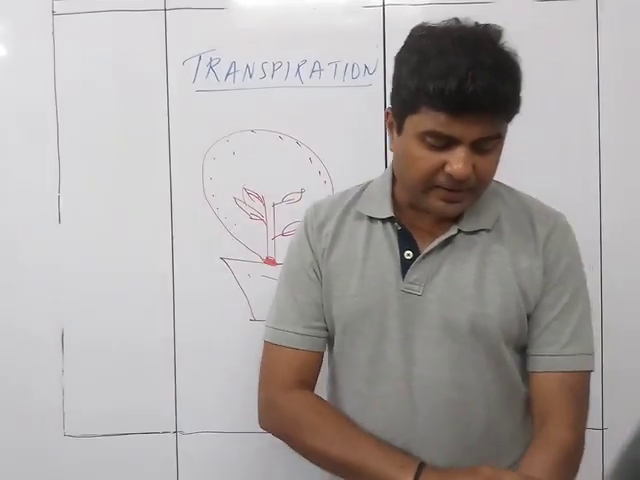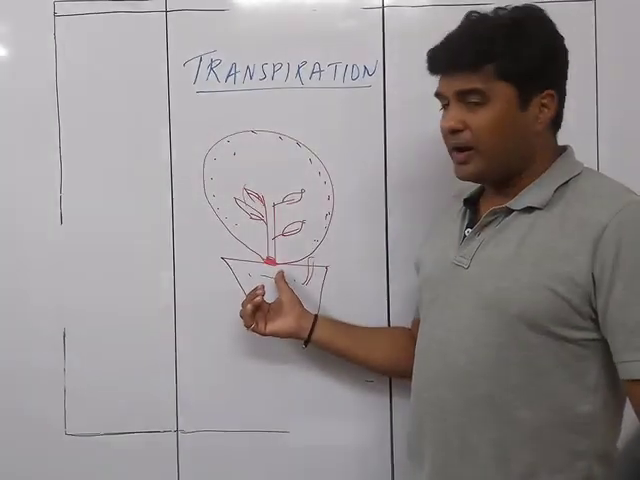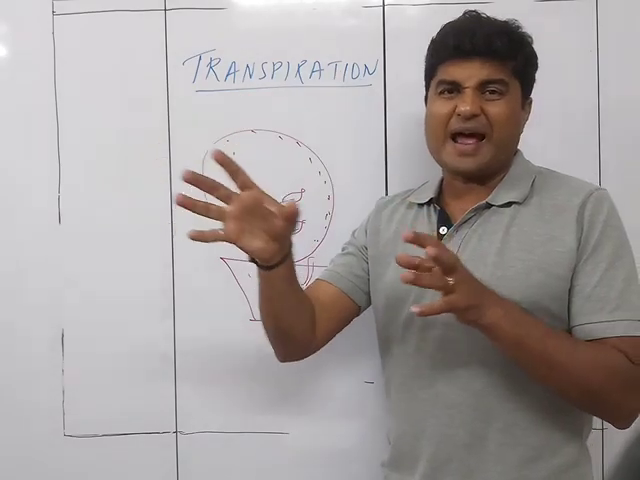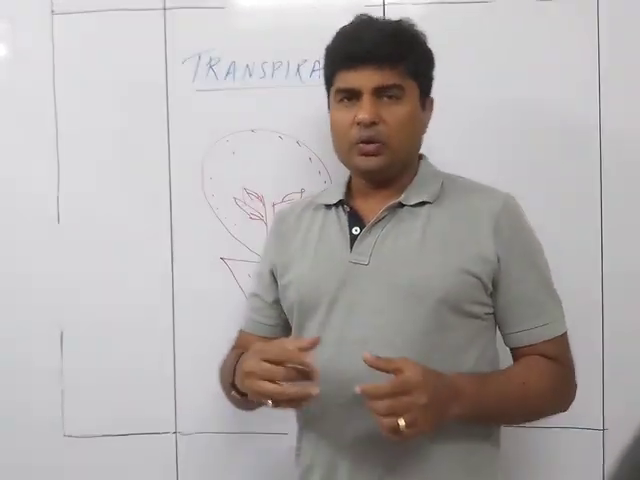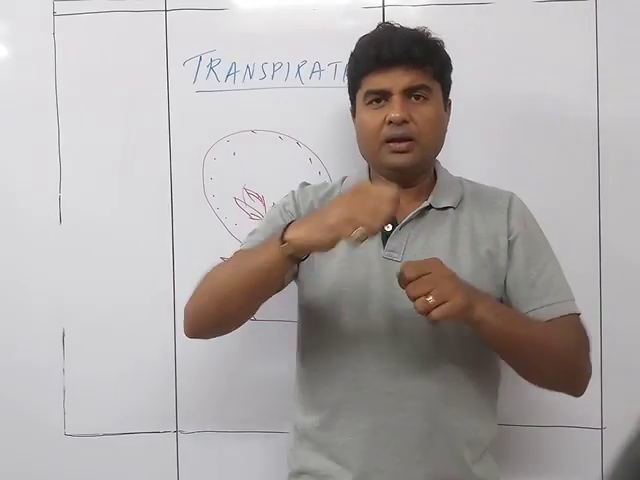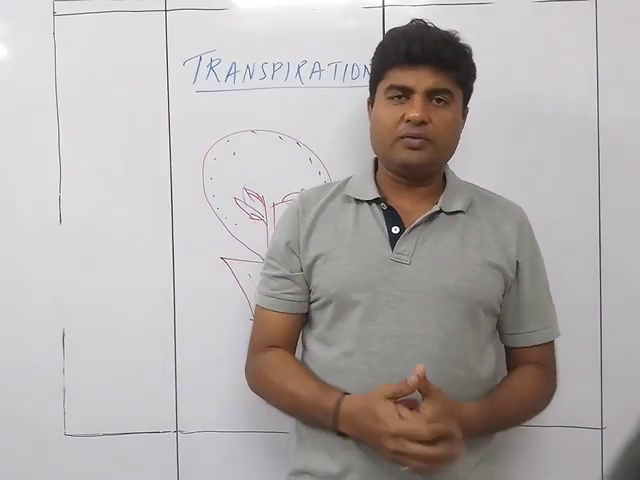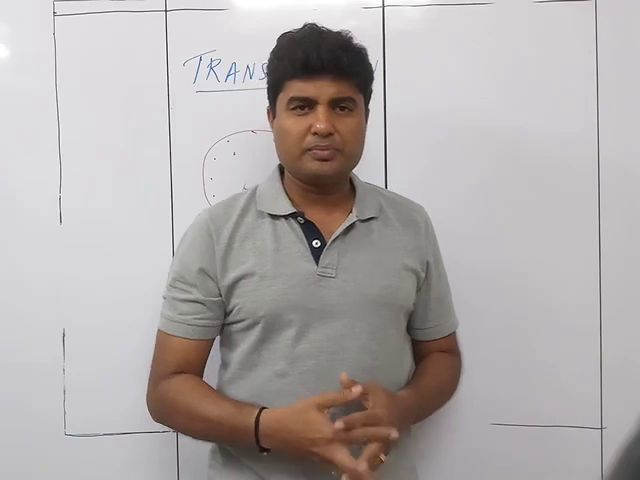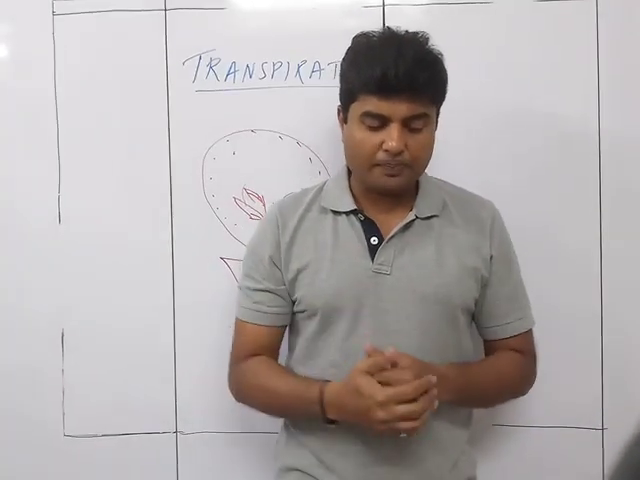The same experiment can be done not only with a plant, but also with a stem or a branch of a tree. A branch is there. You cover the branch with a polythene bag and seal it, and then leave it in the sun for some time. After half an hour, you'll see the droplets over there.